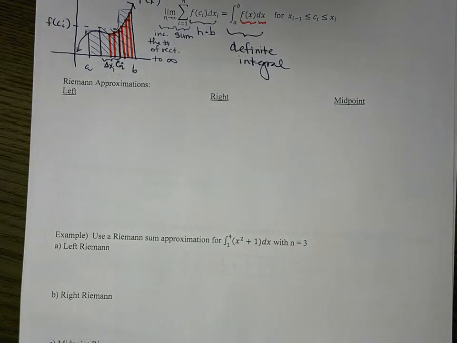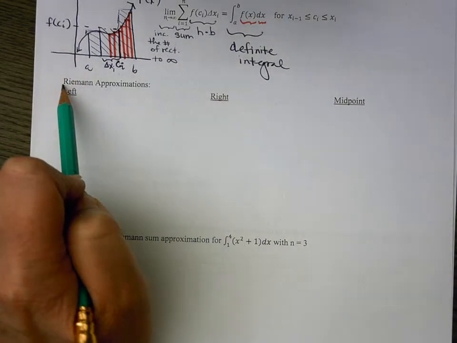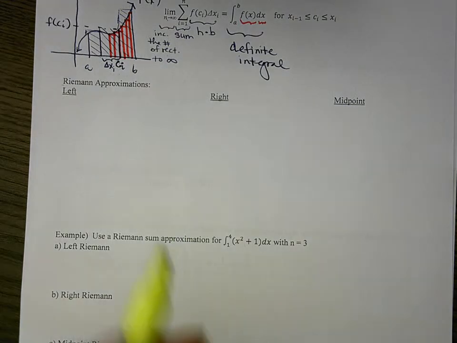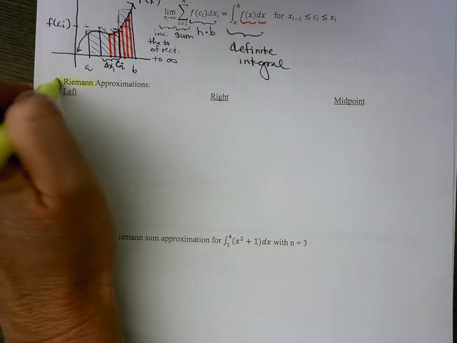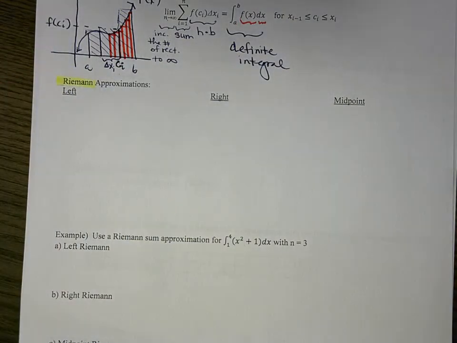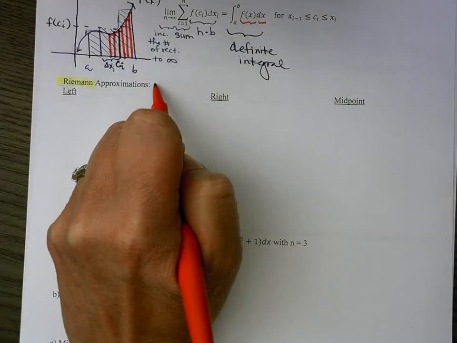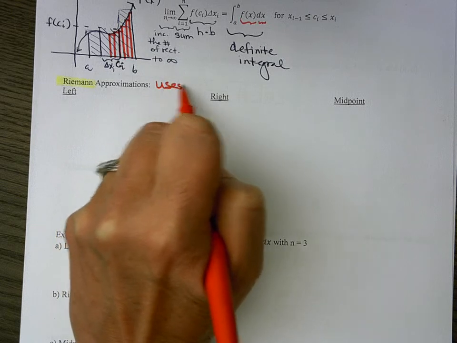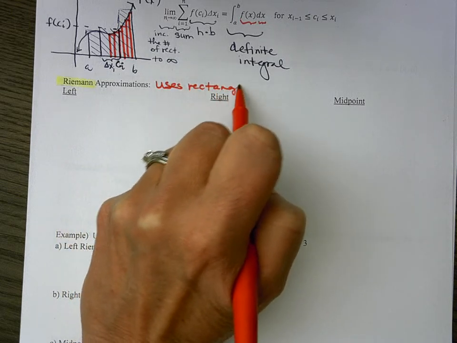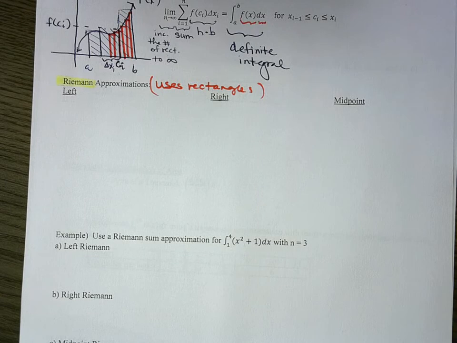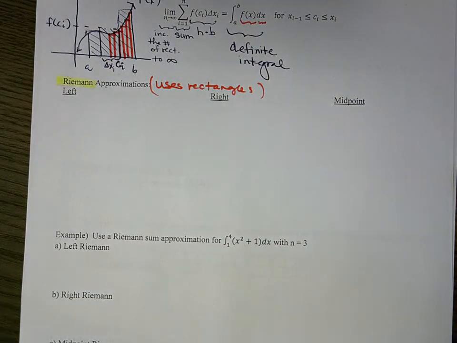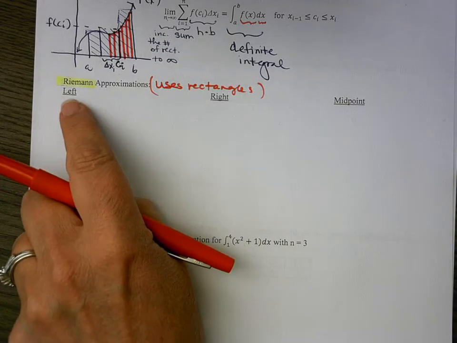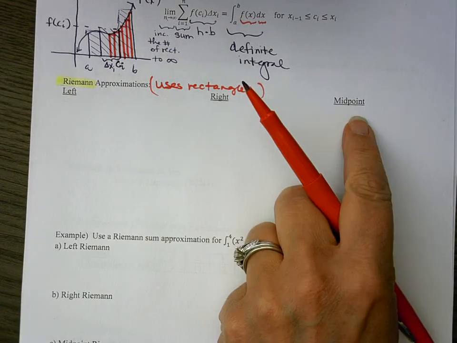Okay, so let's go ahead and take a look at our Riemann sums. So whenever we talk about a Riemann sum approximation, this is an important piece of information that you need to hold on to. Whenever we talk about a Riemann approximation, we are talking about approximating with the shape of a rectangle. So it uses rectangles to approximate the curve, and that's what we need to remember. There are a lot of them out there, but we are only accountable for left Riemann, right Riemann, and midpoint Riemann.